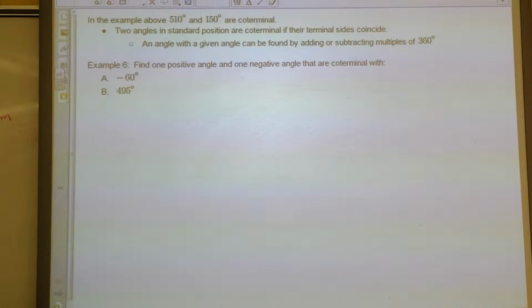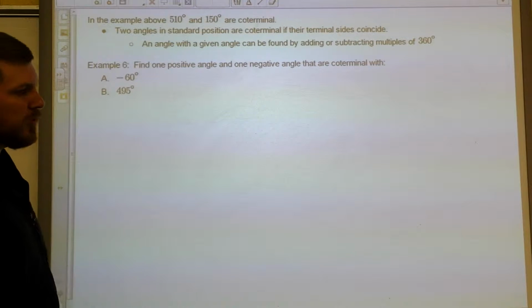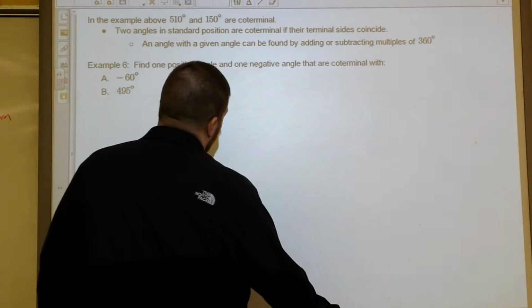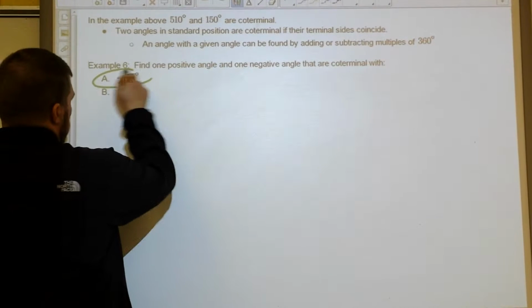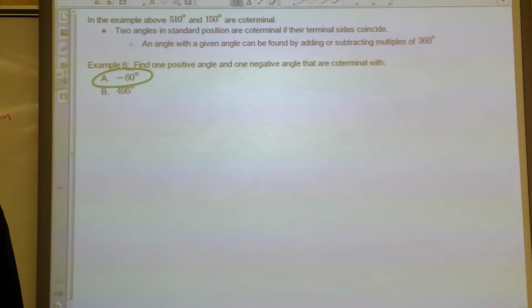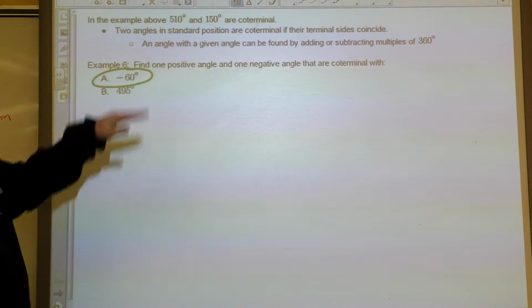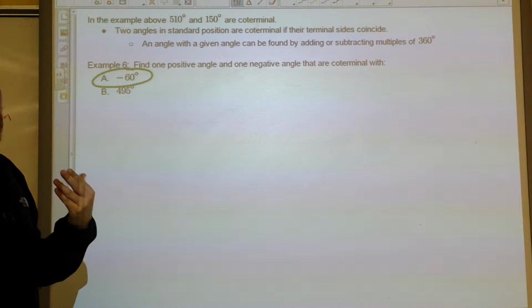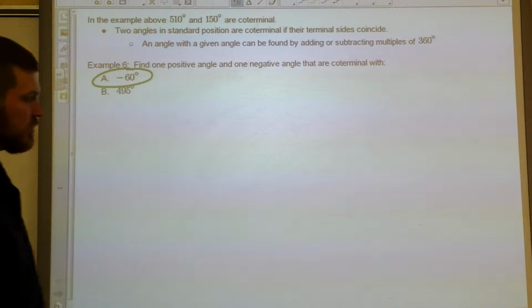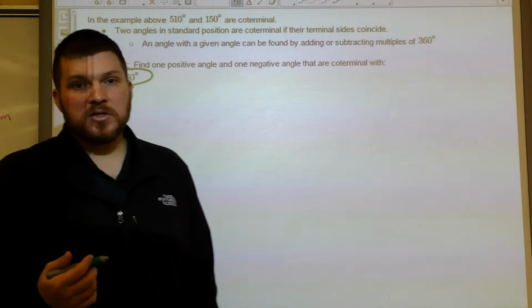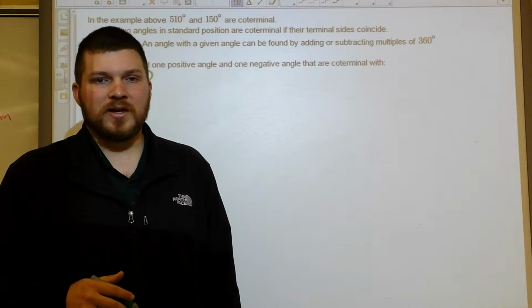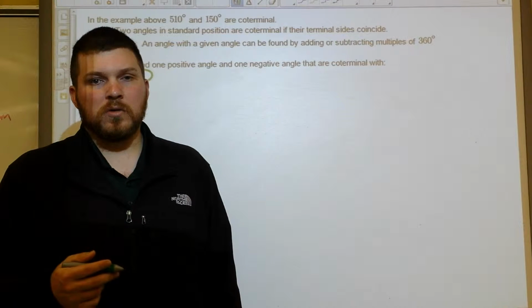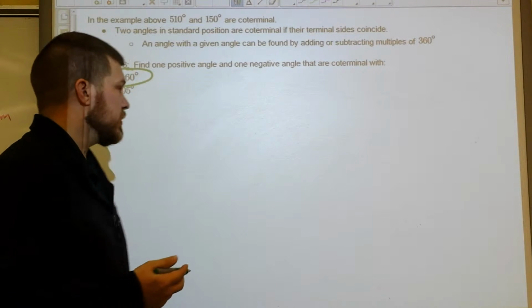So for example, we want to find one positive angle and one negative angle that's coterminal with each of these. So let's do A in green. We want to find coterminal angles that coincide with negative 60 degrees. Well, what we just said is we can find angles by adding or subtracting 360 degrees. The reason why we're doing 360 is because we're making circles. We're rotating around, and one whole rotation is 360 degrees.